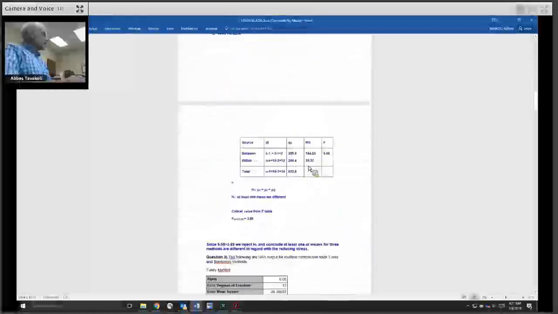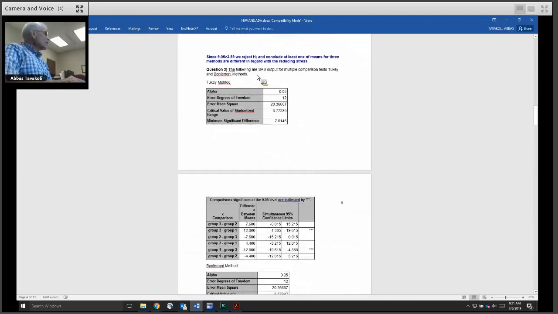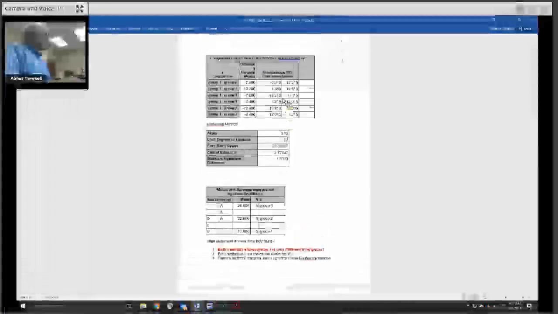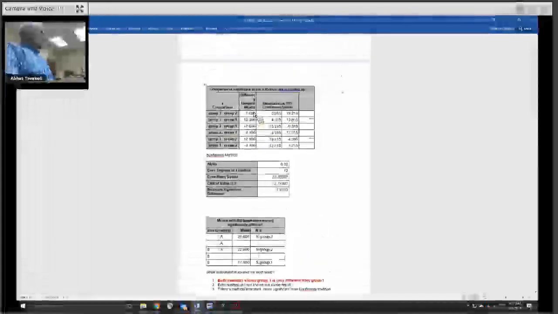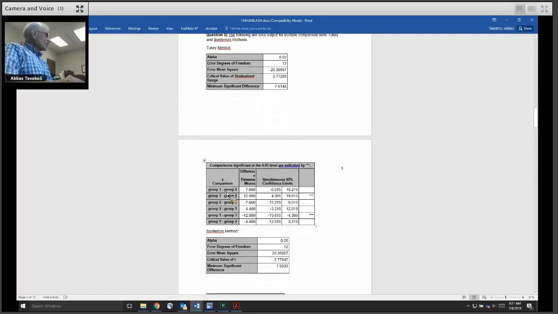So that's question 2. Now question 3: you have this output for the Bonferroni method and the Tukey method. I asked you to see which statement is correct. Remember, when you have three groups, there are three comparisons: group 3 versus group 2, group 3 versus group 1, and group 2 versus group 1. So 1 versus 3 is the same as 3 versus 1, so you count it as one.